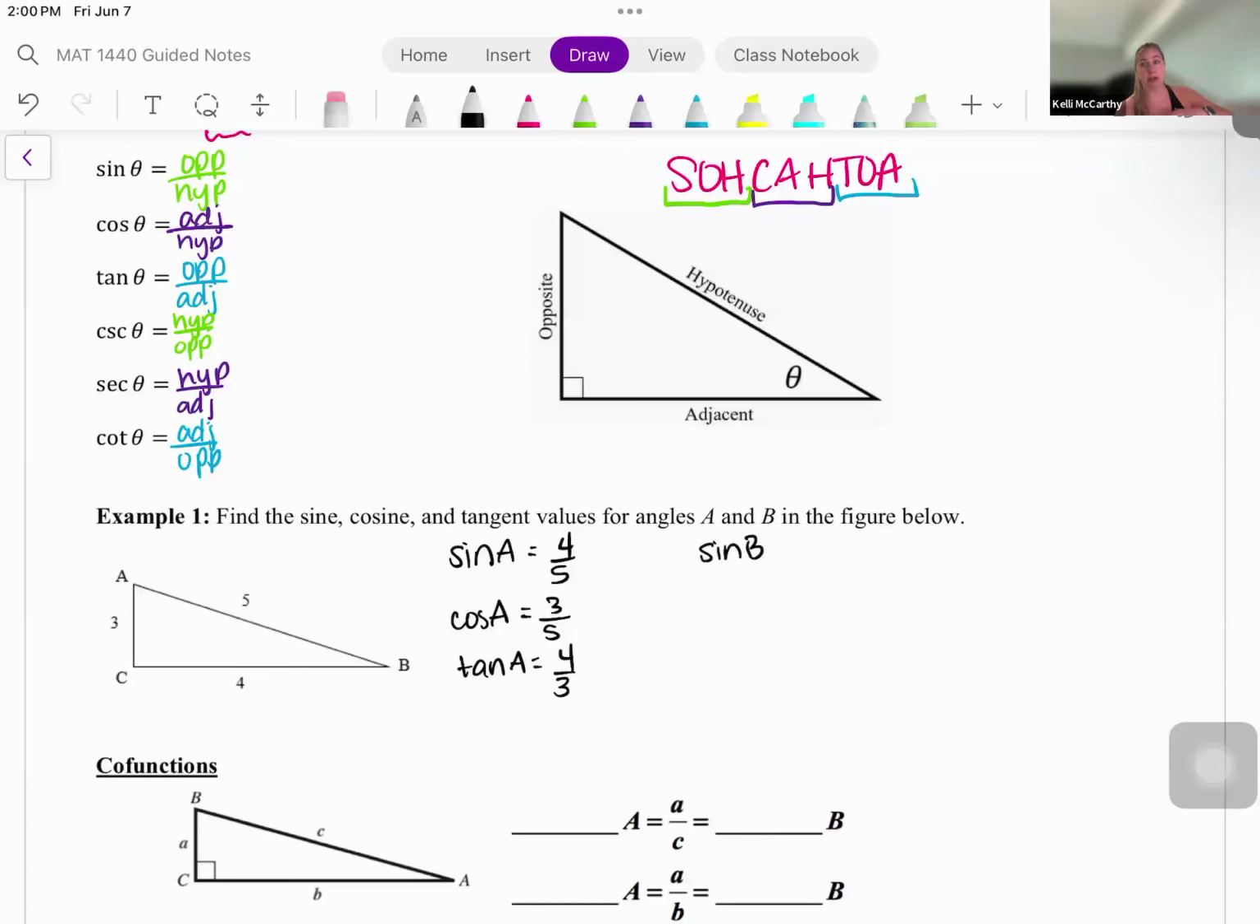Now, let's shift our perspective and look at angle B. Angle B is down here. Now, for sine, the opposite side is 3, the hypotenuse is still 5. Cosine of B, the adjacent side to B, if here's B, adjacent is here, 4, and the hypotenuse is 5. And tangent of B is opposite, so 3, over adjacent, 4. So this example does illustrate where we need to be very mindful of the position of the angle that we're looking for trig functions of.